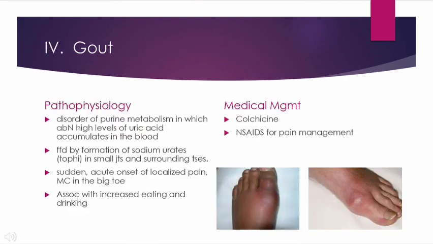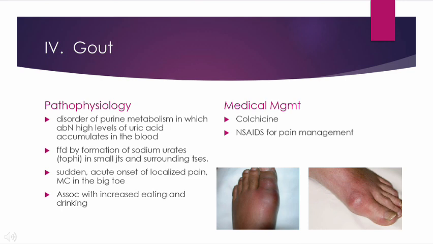Gout is a metabolic disorder that involves a problem in purine metabolism. Purines are natural substances found in many foods, and they are also produced by the body. When purines are broken down, they form uric acid as a waste product. Under normal conditions, uric acid is dissolved in the blood and excreted through the kidneys. However, in gout, there is either too much uric acid being produced or not enough being eliminated. As a result, uric acid accumulates in the bloodstream. When levels become excessively high, this leads to the formation of urate crystals.